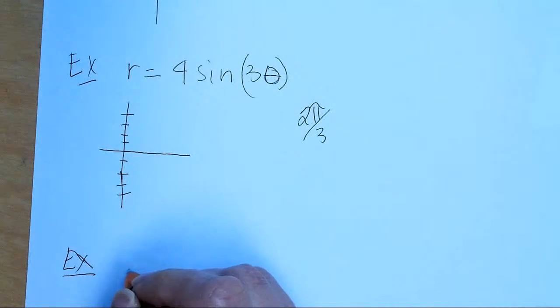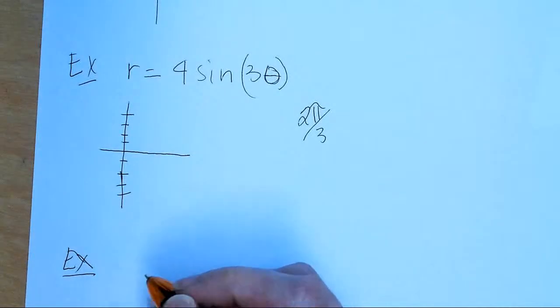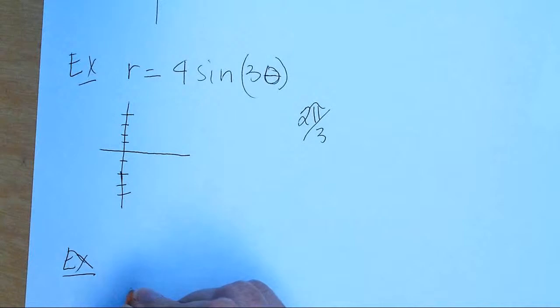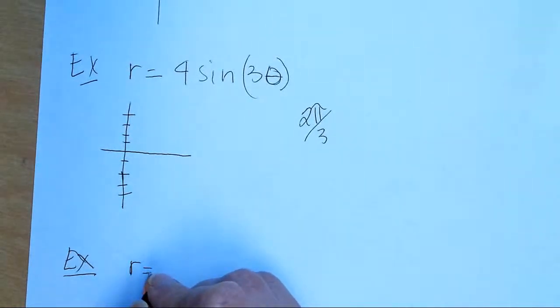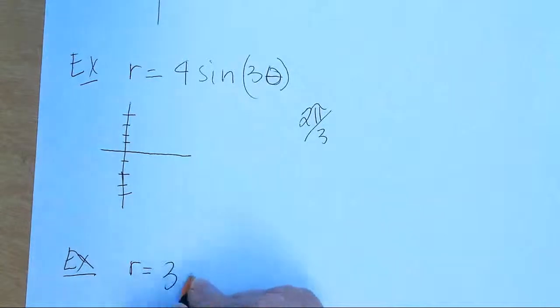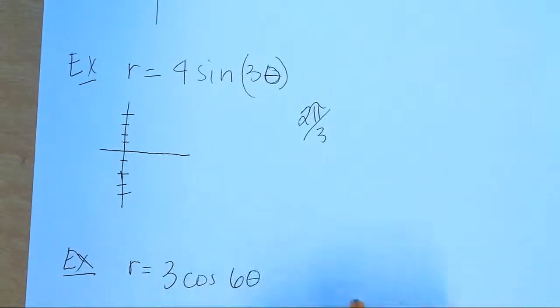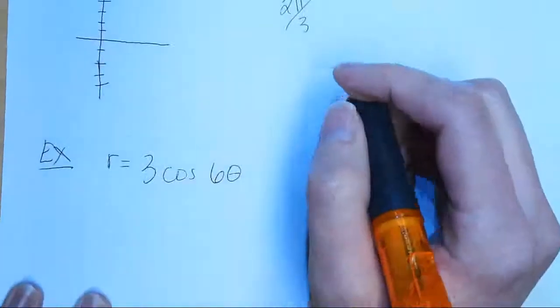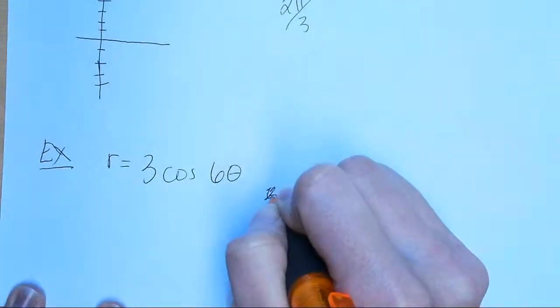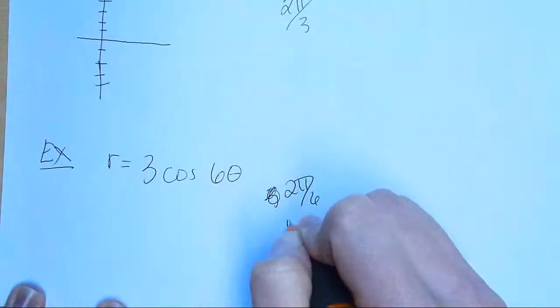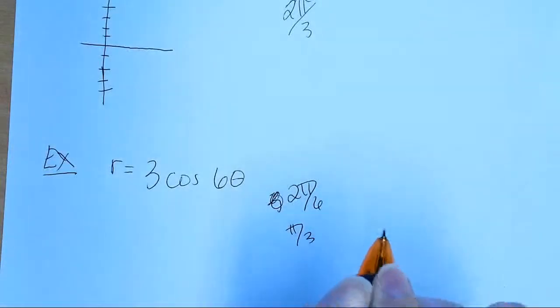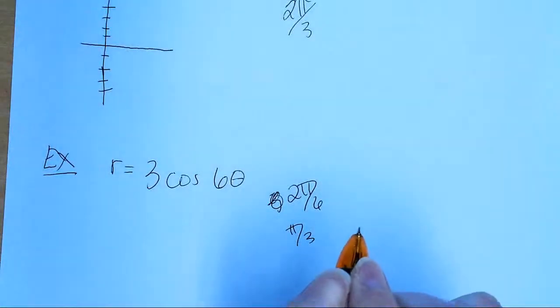Okay, so let's do, I should have been paying attention not to give you any homework problems. Let's do r equals, I don't want to keep doing easy ones. 3 cosine 6 theta. Okay, the period for this is going to be 2 pi over 6, or pi over 3. Wow, this is still pi over 3. Why can't I get away from pi over 3?